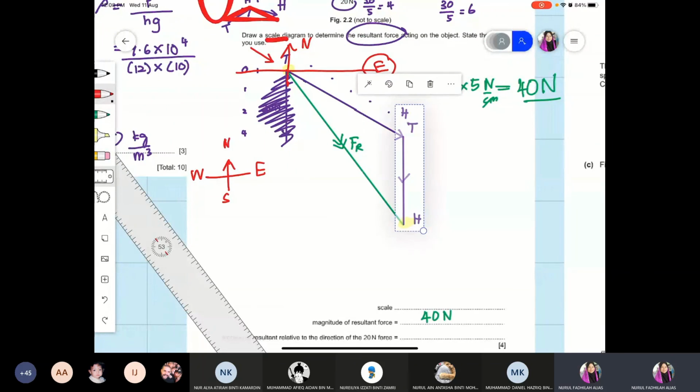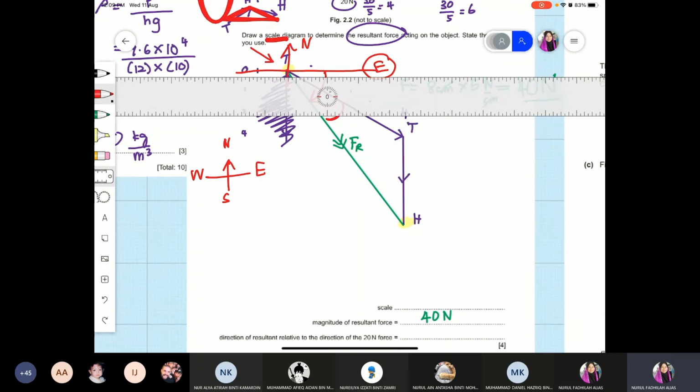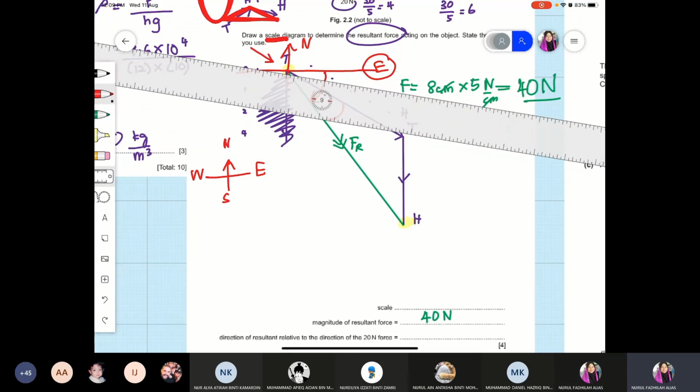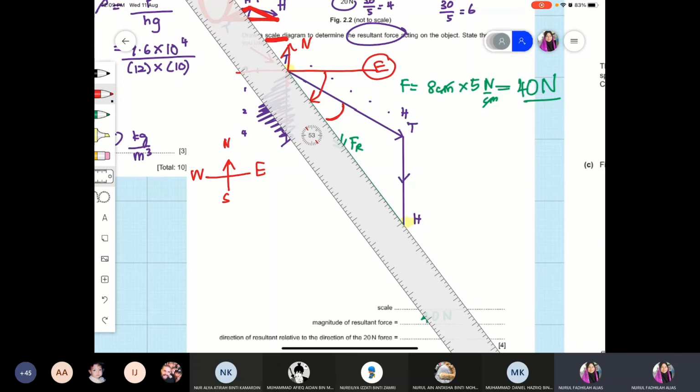You measure the angle, this one. The angle is not this one. Not from the first force to the resultant. The angle is from the origin, from the east, from the horizontal. So from the horizontal, what is the angle? That's 0. Using the protractor, that angle is 53. Alamak, 53 is too big.